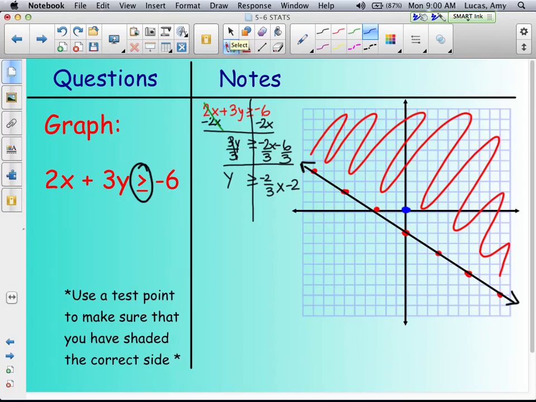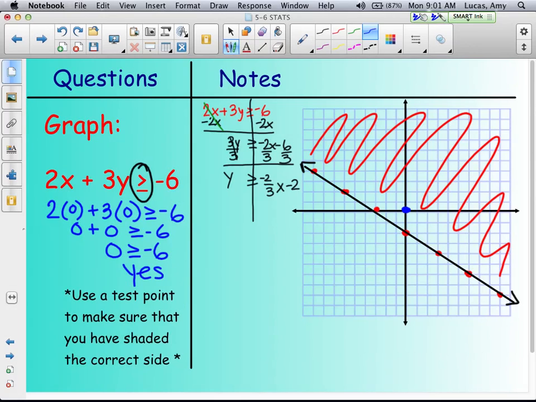My test point I'm going to put in is 0, 0 on this one. So if I go to my original and put in 0, 0, the left-hand side, 2 times 0 is 0, so is 3 times 0. So 0 plus 0 is 0. That is definitely not greater than. Oh, wait a minute. It is greater than a negative number. 0 is greater than or equal to negative 6. So I am correct. So, true. Remember, you can pick a point on the other side.